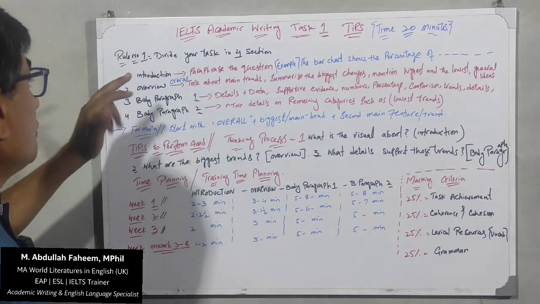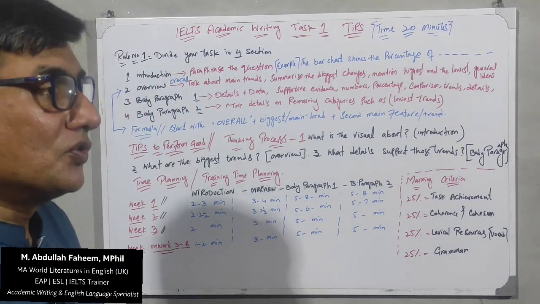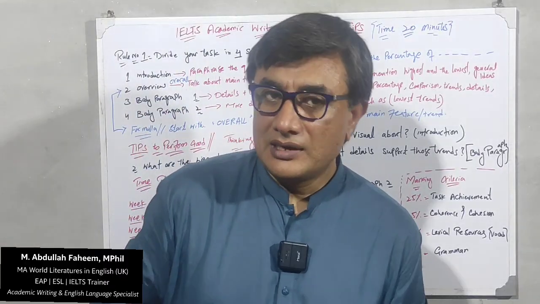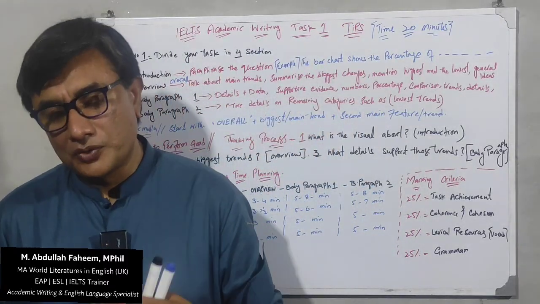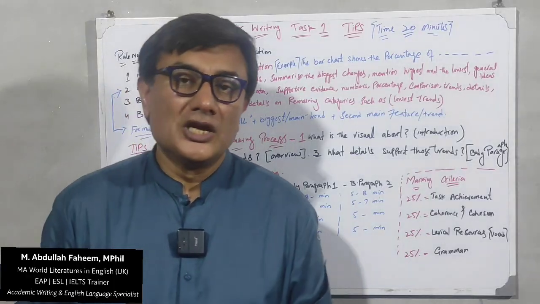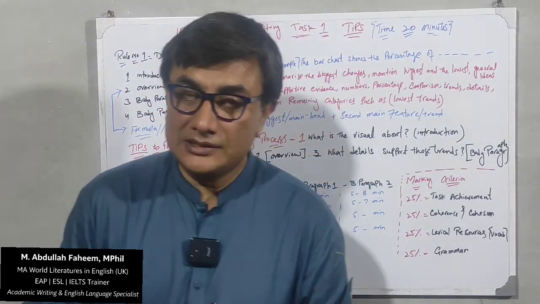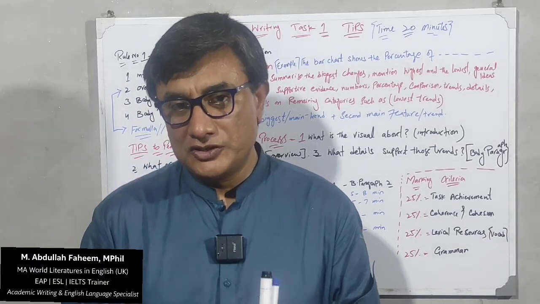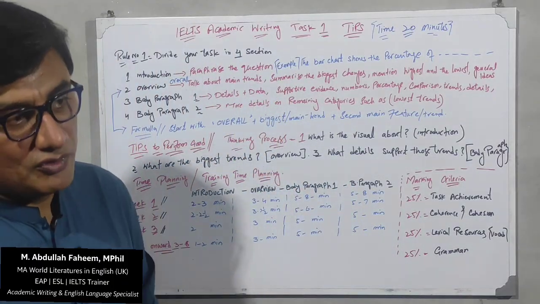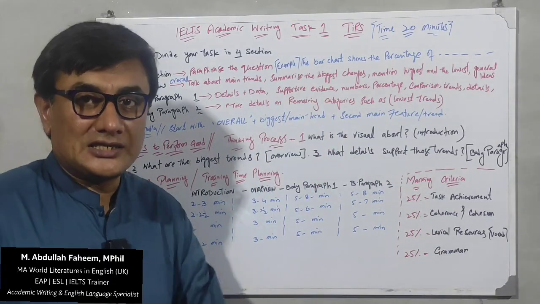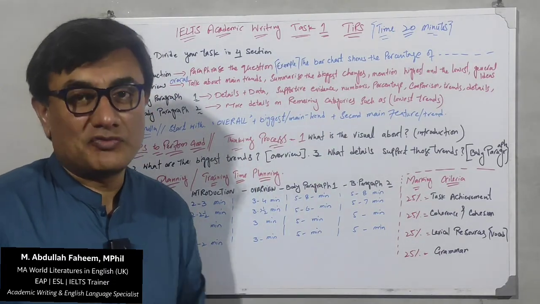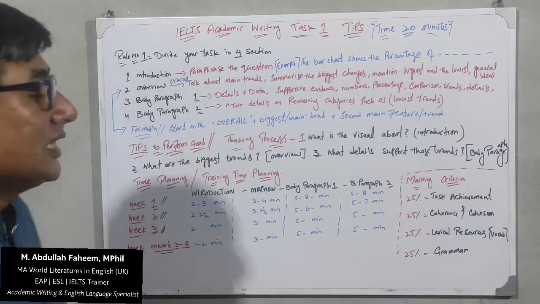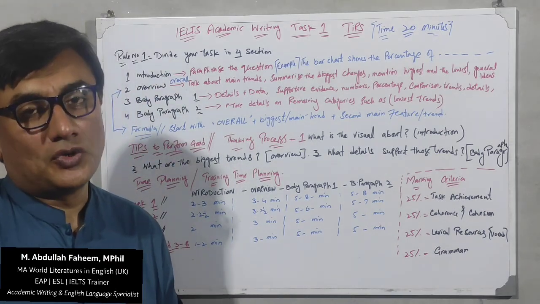So here we are. Rule number 1, divide your task in 4 sections. Whenever you get a chart, bar chart, pie chart, line graph, map, diagram, process diagram, or mixed charts, you need to divide your writing task in 4 different sections. The first section is always about the introduction. The second section is always about the overview of the whole data, what's been given in the chart, what type of data has been given. You need to summarize there the big trends. And then we have the third one, the body paragraph, and the fourth one is also a body paragraph.